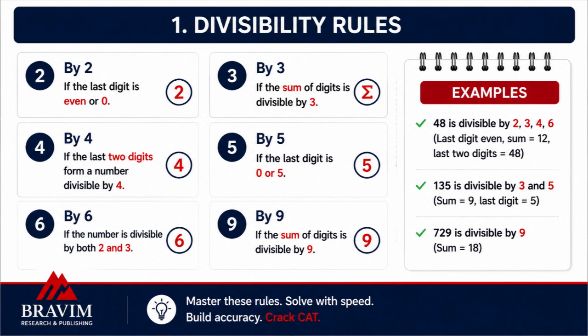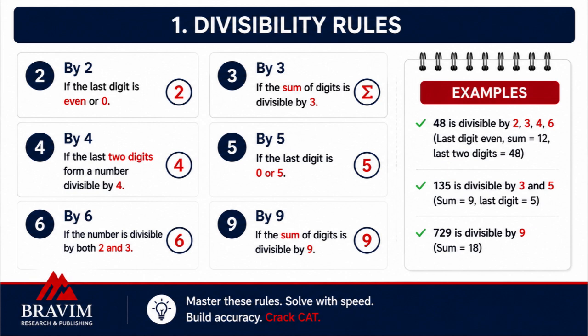A number is divisible by 3 if the sum of its digits is divisible by 3. Take 135. 1 plus 3 plus 5 equals 9. Since 9 is divisible by 3, 135 is also divisible by 3. A number is divisible by 4 if its last 2 digits form a number divisible by 4. For example, the last 2 digits are 16. Since 16 is divisible by 4, the entire number is divisible by 4.